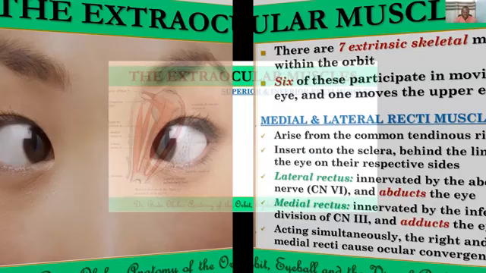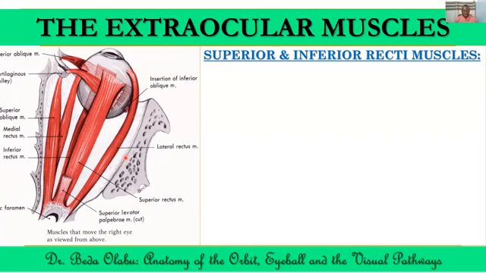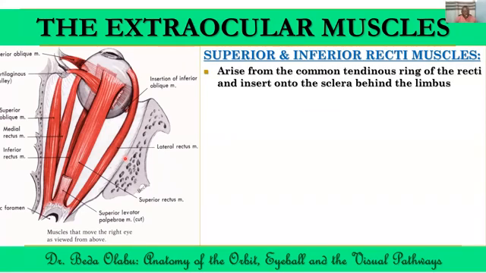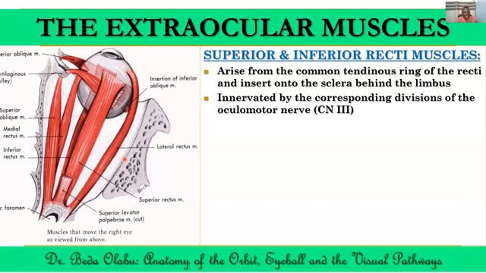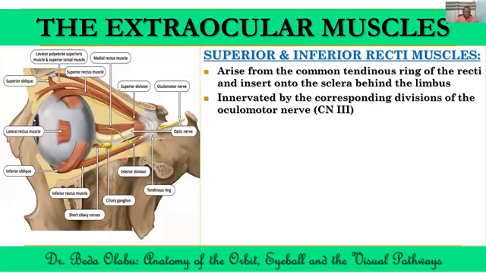Okay, now we can talk about the superior and inferior recti muscles. Just like the others, they also still arise from the common tendinous ring, and they'll attach into the sclera just behind the limbus. The nerve supply of the superior and inferior recti are still oculomotor nerve, but now various divisions. So superior rectus by the superior division of oculomotor nerve, and inferior rectus by the inferior division of oculomotor nerve. This shows you the superior division of oculomotor, the slip to superior rectus. This shows you the inferior division of oculomotor, slip to inferior rectus.